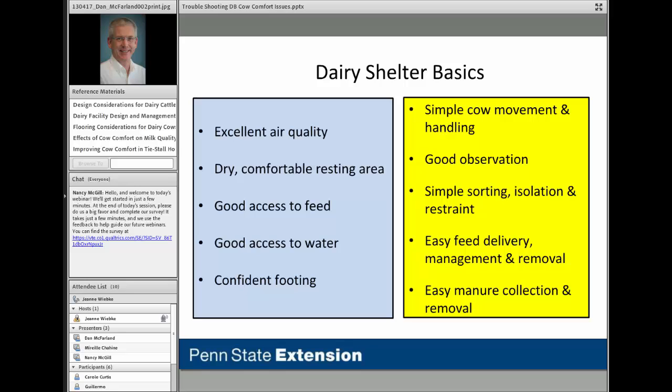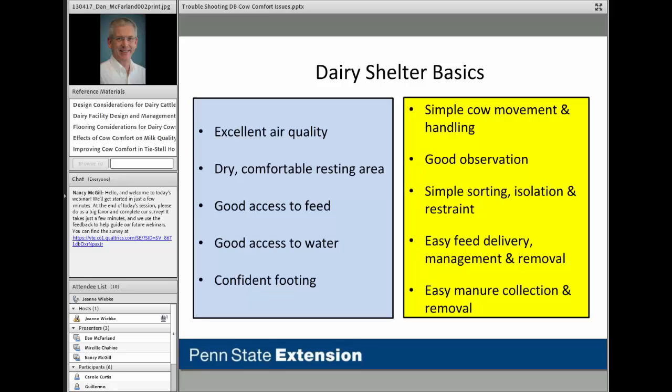First, I think we need to know a little bit about what at least I consider some of the dairy shelter basics. You need to provide excellent air quality, a dry, comfortable resting area, good access to feed and water, and a confident footing. These things are essential to animal comfort and well-being, and they cannot be compromised. And so any housing facility, whatever type it is, should contain these five elements.